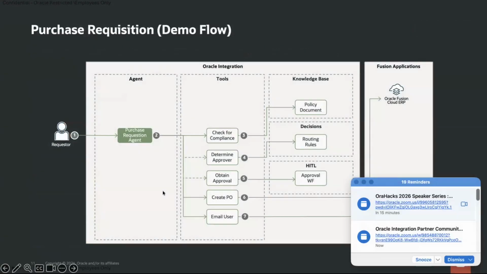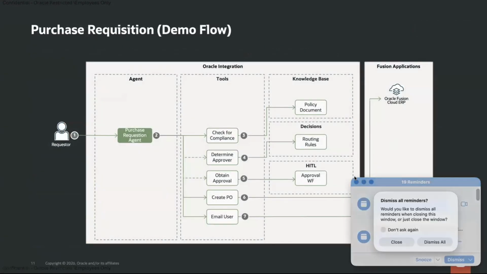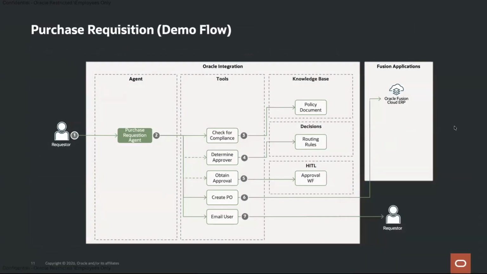So today I want to go over these two through a demo, and the demo that I want to talk about is a purchase requisition flow. So what we'll see is a simple agent that has access to a number of tools. So we have a tool to check for compliance, and we're going to check for compliance by referring to a policy document that we have stored in our knowledge base.